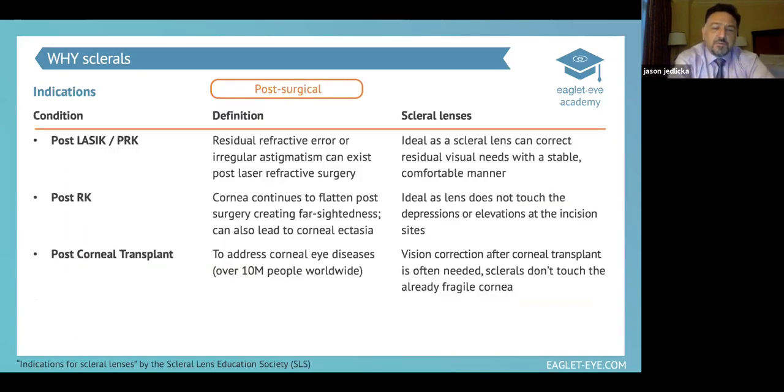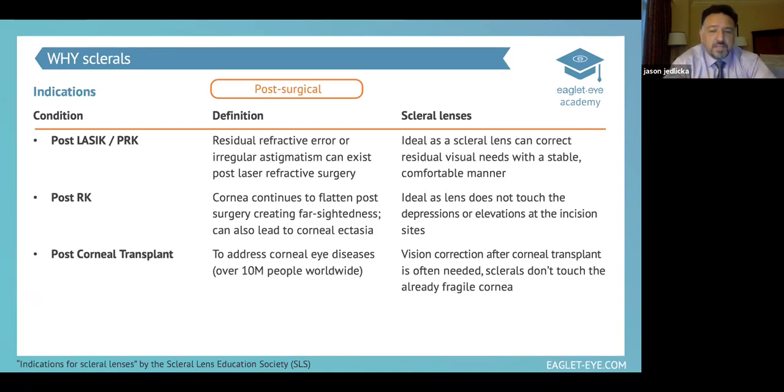We then also have our post-surgical category, and these can be post-LASIK or PRK, post-refractive patients that simply have residual refractive error or some astigmatism that's developed over time, and they just prefer contact lens correction, but fitting them with a soft lens just doesn't work because of the shape of their eye. The lens is unstable, and it can change in shape with each blink, and so scleral lenses often provide these patients a more stable, better visual outcome.